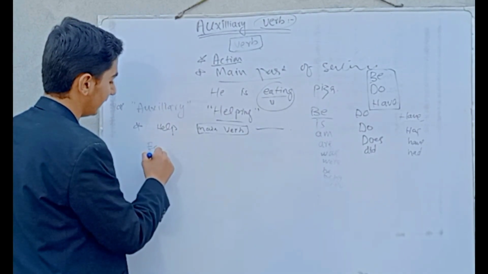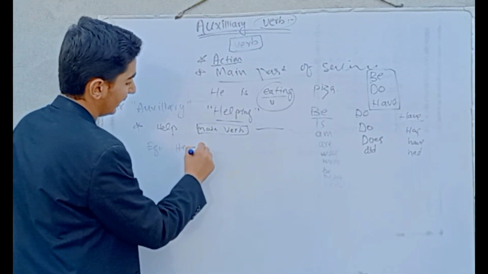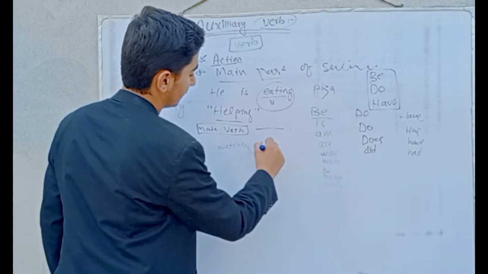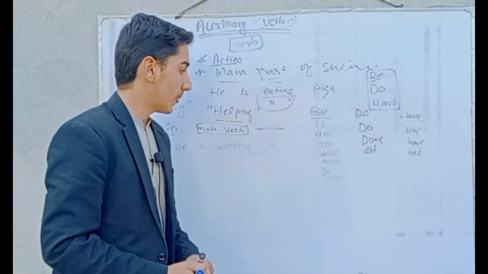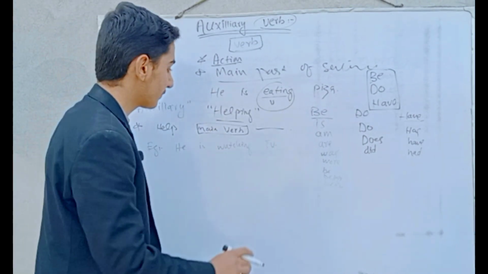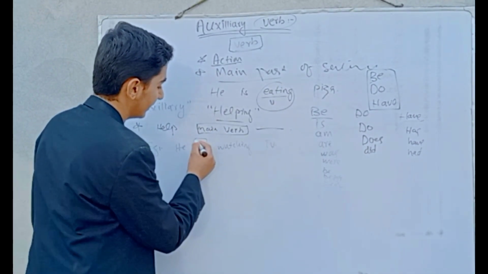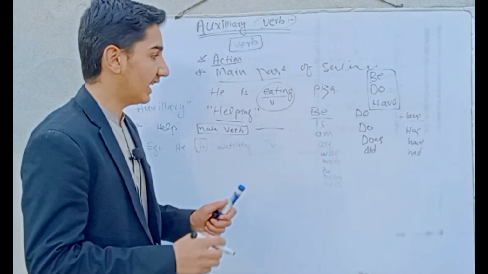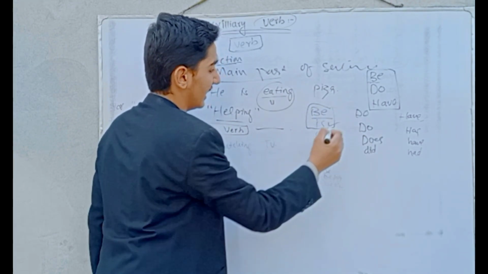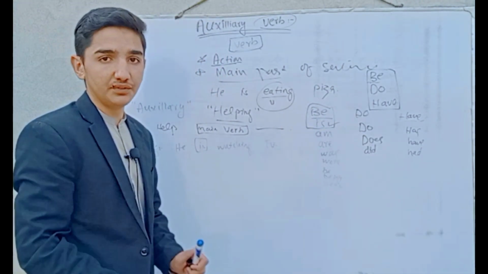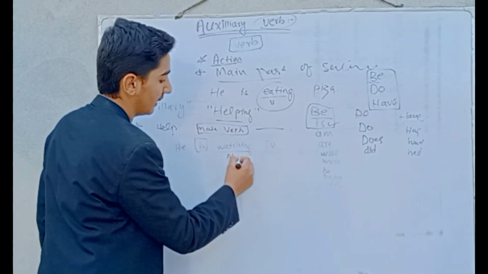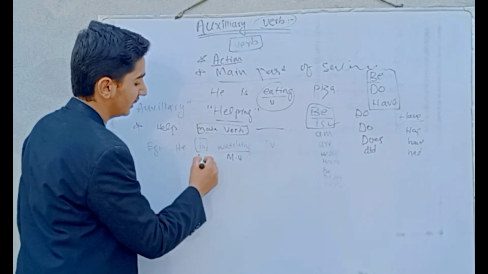The example is: He is watching TV. Now look here. You know better what the auxiliary is in this sentence. Is is the auxiliary verb, and it has been taken from the group be. In this sentence we have the main verb watching. Watching is the main verb, and this is the auxiliary verb.